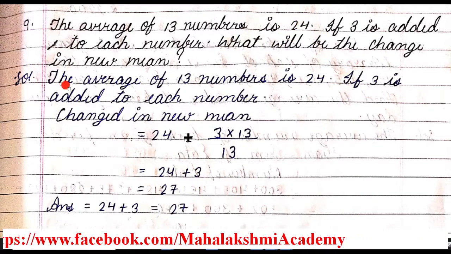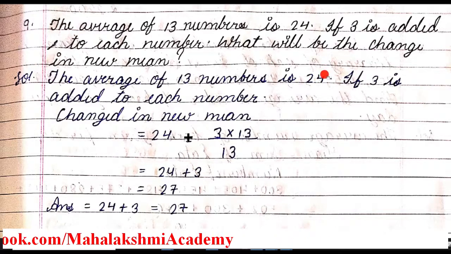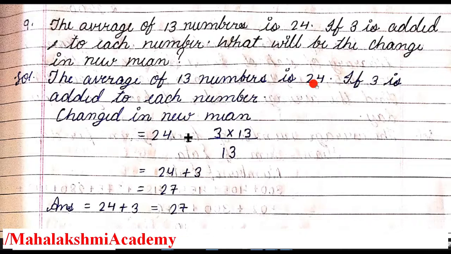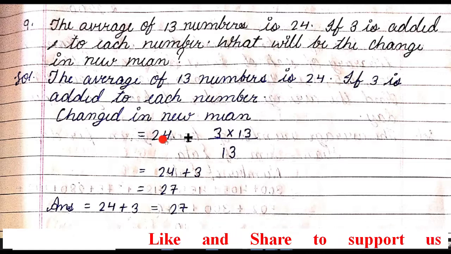So we'll start with the given information. The average of 13 numbers is 24. If 3 is added to each number, then the change in new mean is equal to what? Here, the original mean is given to us as 24, so I write 24 as it is.